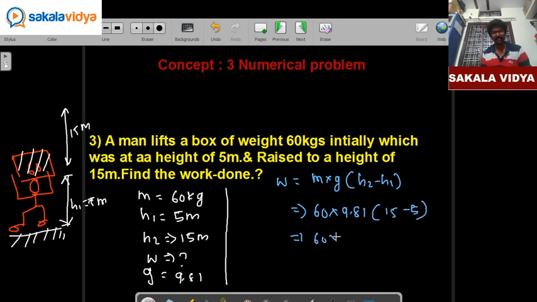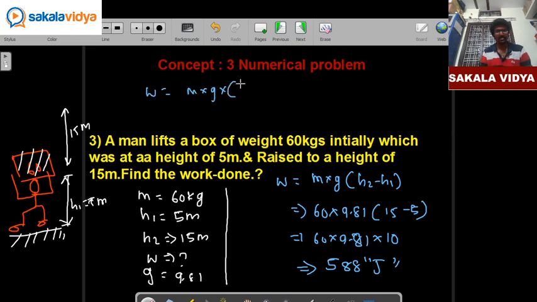So 60 into 9.81 into 15 minus 5, which is 10. So what is the work done here? 588 joules is the correct answer. So remember, when the height is changed, or there is a difference in heights, what's the formula to calculate work done? Work done is equal to m into g into h2 minus h1 is the formula to calculate work done against the gravity when height changes.